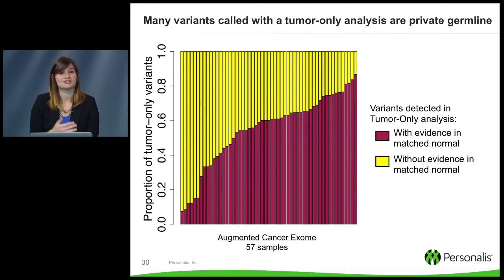Now, since in this case we actually had the matched normal available as a reference, we were able to cross-reference the tumor-only variants. So for each sample along the x-axis, the height of the bar represents all variants called in tumor-only mode. And in maroon is the proportion of variants that have evidence in the matched normal as well. So you can see here that there's a large range of tumor-only variants that are actually private germlines. And this ranges from 10% to 80% in some samples. But for most, it's about 60% of the variants that are actually miscalled germline. So even with those stringent filters and population cutoffs that we employ in our tumor-only pipeline, many private germline variants are still being called when the matched normal is not used.